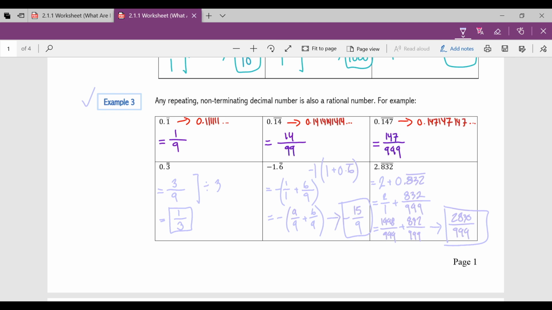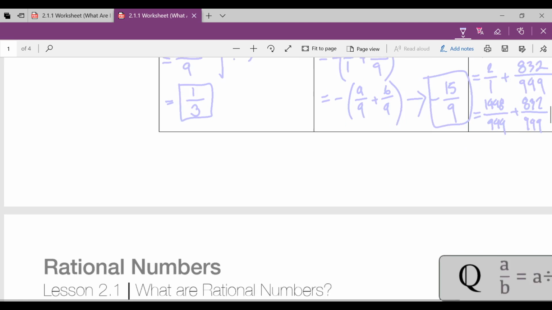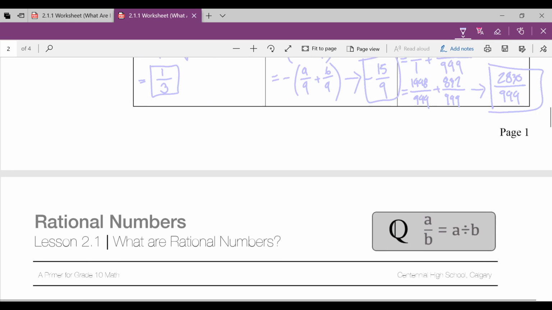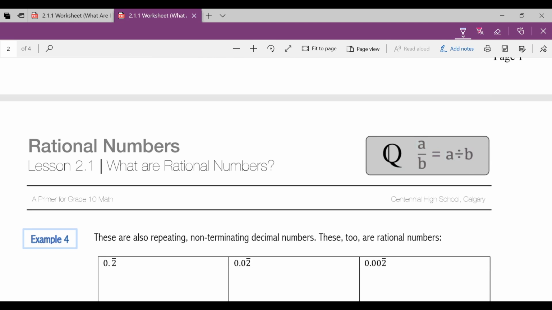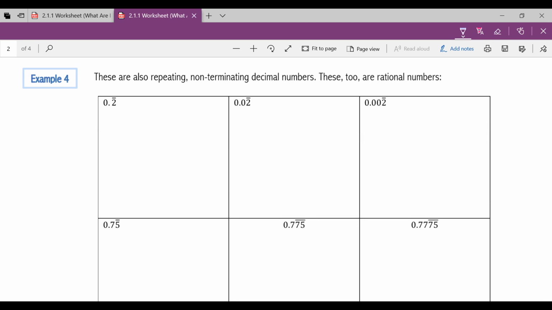I want to do a couple more examples of repeating non-terminating decimals. Not because you're going to see them very much in high school math, but because I think it illustrates a couple of really good algebraic principles, and it gets you starting to think mathematically. All right? So these are all repeating non-terminating decimal numbers, which means that they are all rational. And so what we're going to do is convert them into their fractional form.